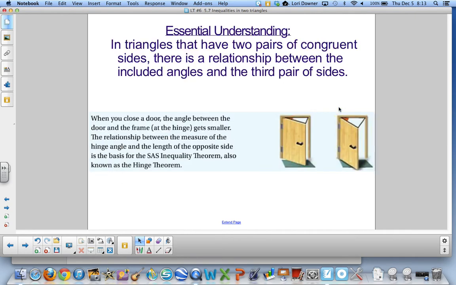We're actually going to skip through that. In triangles that have two pairs of congruent sides, like a door has the congruent door as well as the congruent part of the wall, there's a relationship between the included angles and the third pair of sides. So when you close the door, the angle between the door and the frame at the hinge gets smaller. The relationship between the measure of the hinge angle and the length of the opposite side is the basis for what we call the SAS Inequality Theorem, also known as the Hinge Theorem.